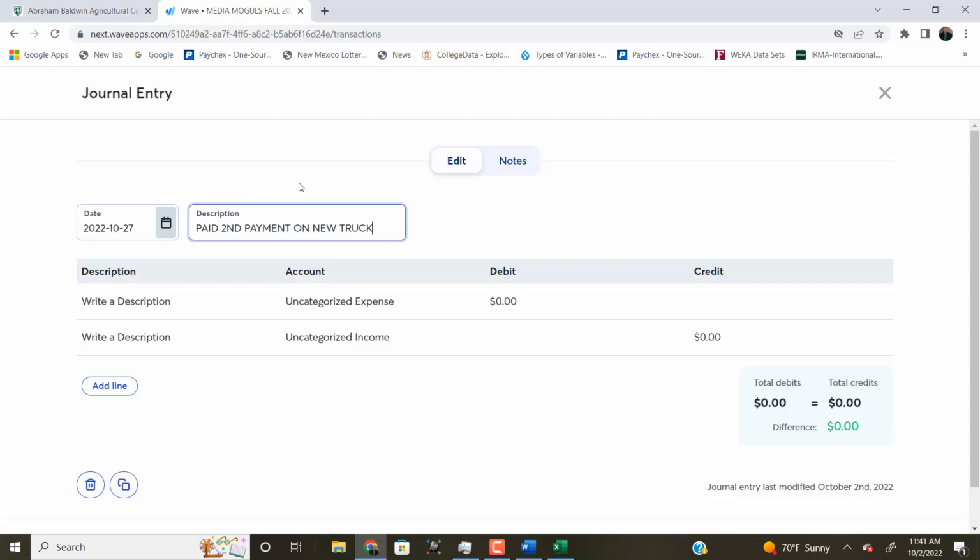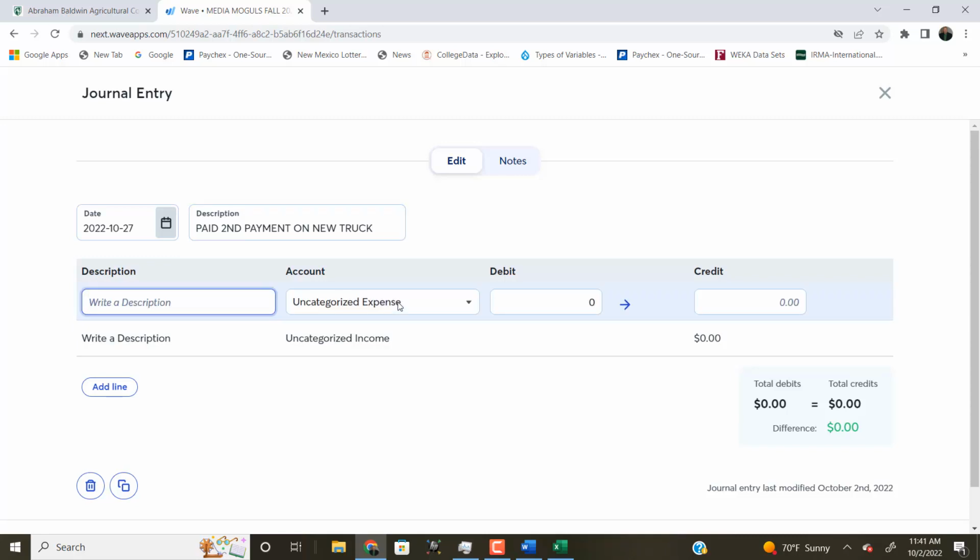Now, you wouldn't keep doing this, because if you did, you'd have to know how many payments you were into this thing. So after you do it one time or twice, and the only reason I'm doing it is so you can see it. Otherwise, I would just say paid payment on truck or new truck.